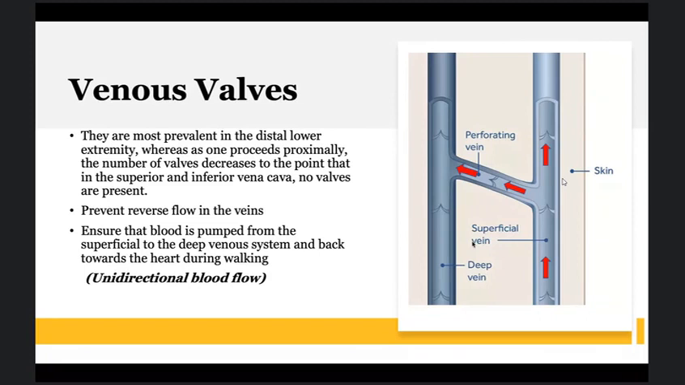They also ensure that the blood is pumped from the superficial to the deep venous system and back towards the heart during walking. So it is unidirectional flow from the limbs to the heart and not the reverse. So they keep what we call the hydrostatic pressure system, which is very, very important for normal venous flow. Any defect in this hydrostatic pressure will lead to what we call venous hypertension, and later on may lead to venous insufficiency and varicose vein, as we will see in a moment.